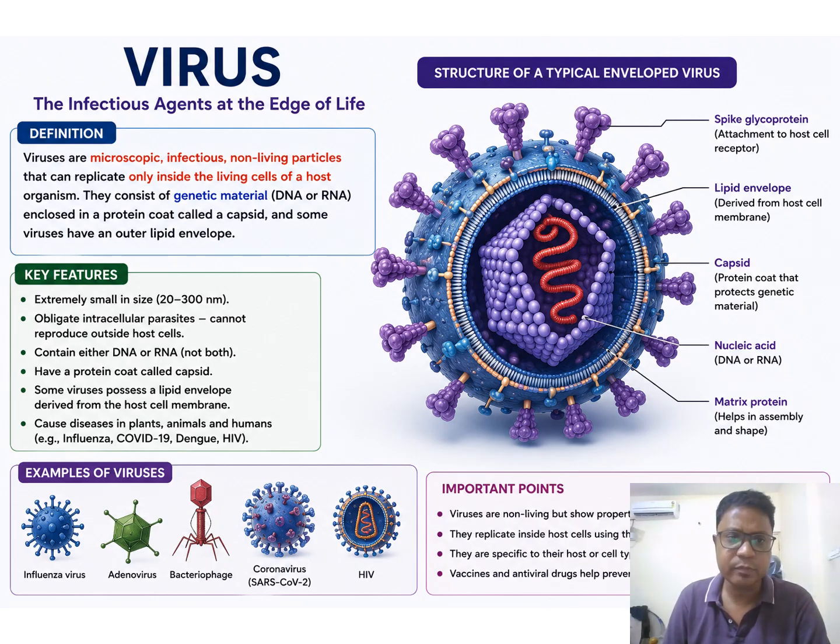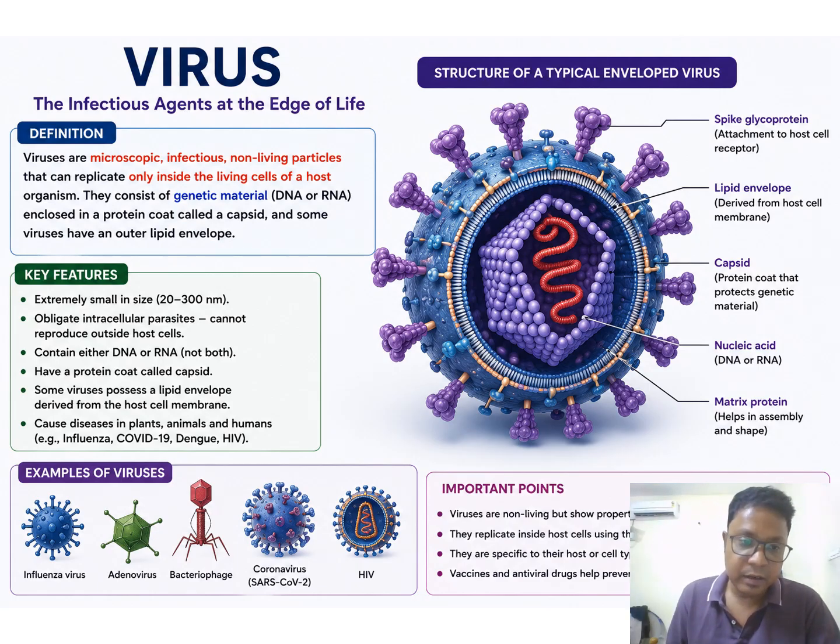So what are the key features of viruses? They are extremely small in size, 20 to 300 nanometers, obligate intracellular parasites that cannot reproduce outside the host cell. They contain either DNA or RNA and have a protein coat called a capsid. Some viruses possess a lipid envelope derived from the host cell membrane, and they cause diseases in plants, animals, and humans, for example influenza, COVID-19, dengue, and HIV. These are pictures I'm showing of examples of different viruses.